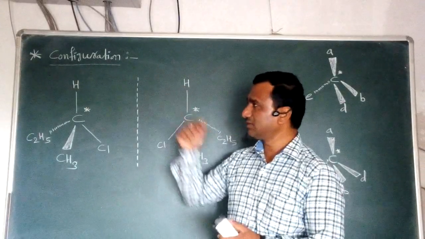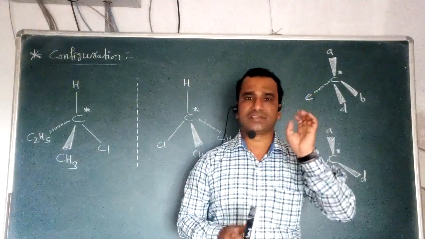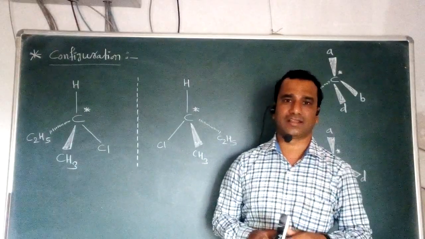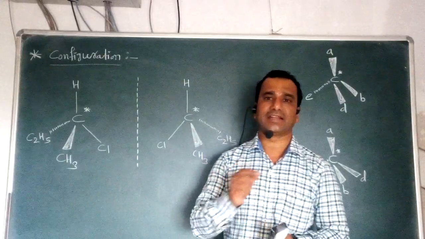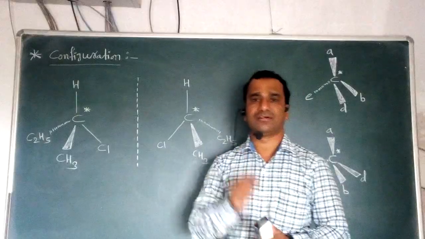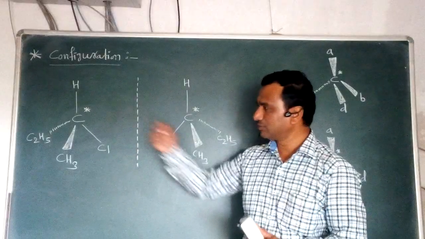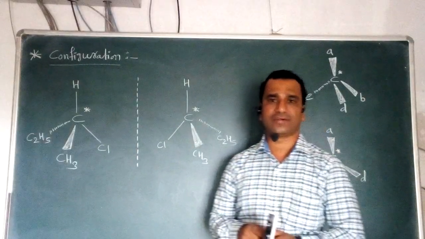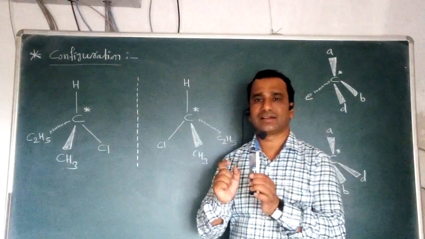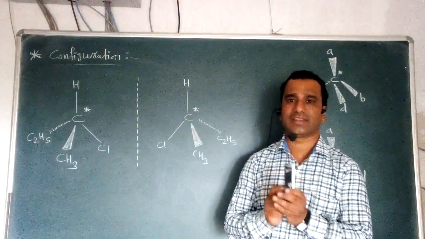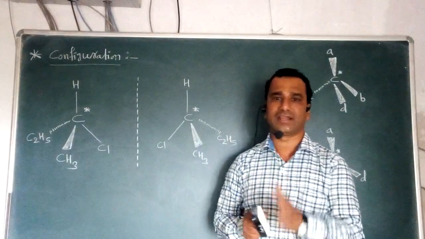Now, as far as configuration is considered, we have to consider it regarding stereoisomers or the chiral center. We know very well that any chiral molecule has a chiral center or asymmetric center. Suppose we consider a general representation of a chiral center, and this carbon is called the chiral carbon atom. This atom must be attached to four different atoms or groups.